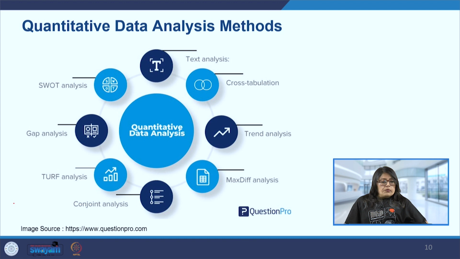Now we can see that some quantitative data analysis methods are listed here, and some of the popular ones are cross tabulation. It is the most widely used method when it comes to data analysis for quantitative data, and it is preferred because we use a basic tabular form to draw inferences between different data sets in the research study. And then we also have trend analysis.